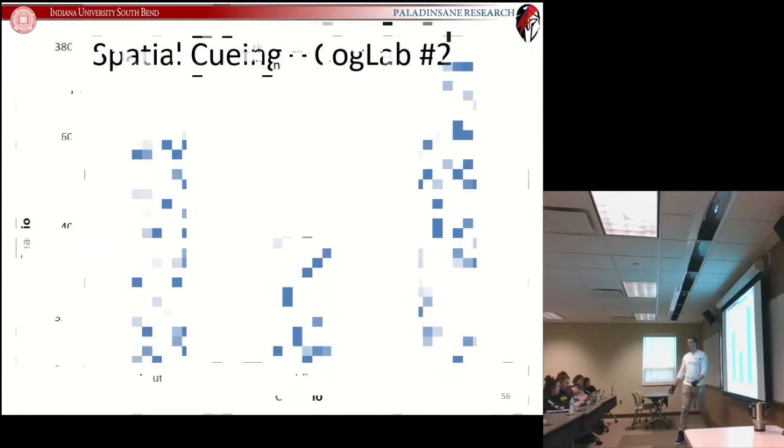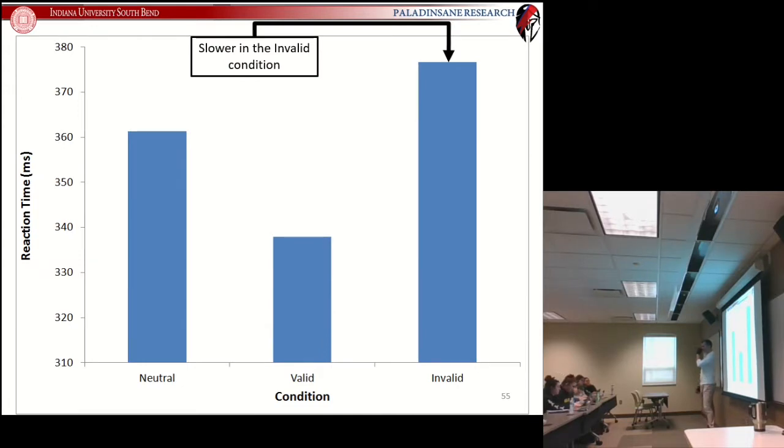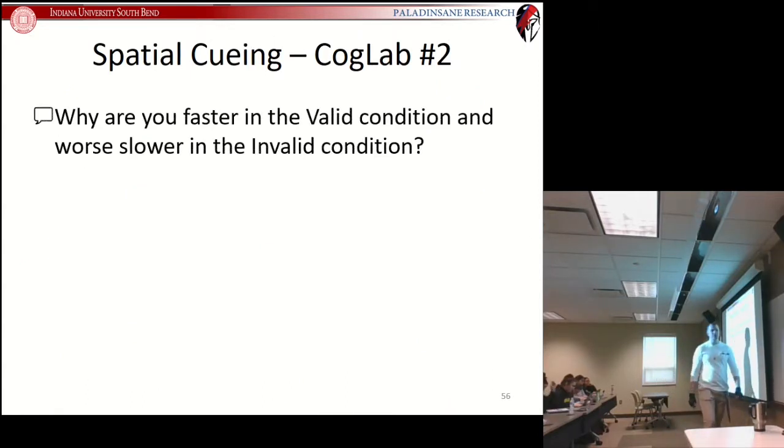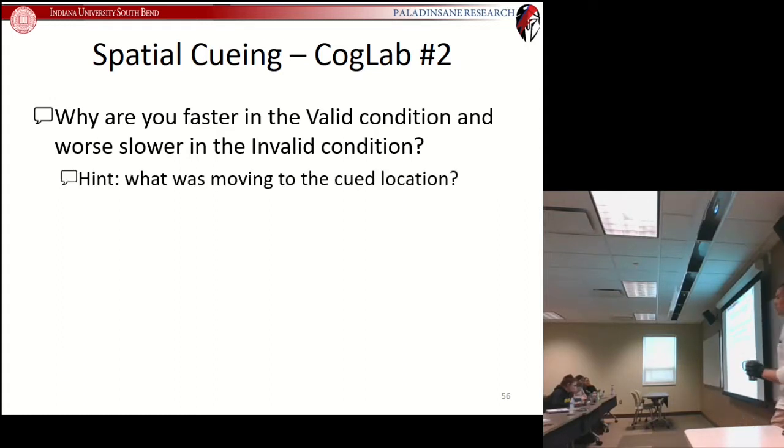All right, so any questions about the results? All right. So why are we faster in the valid condition and slower in the invalid condition, i.e. what was moving to that cued location? So any ideas on that? So it wasn't your eyes that were moving, but what was moving? It's like covert attention, so like your peripheral vision. Yes, so it was your covert attention.